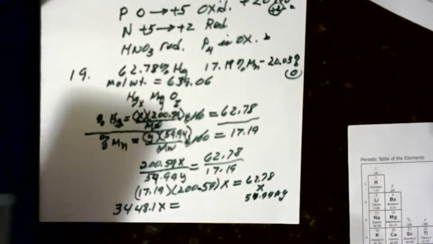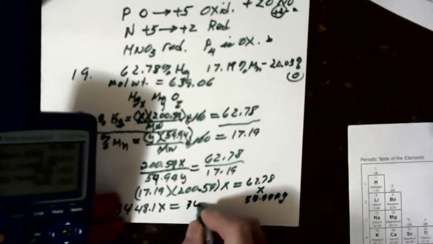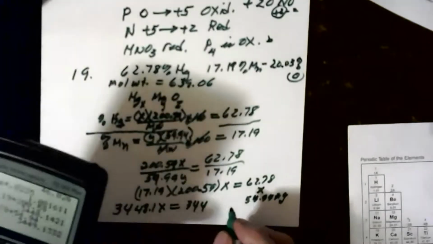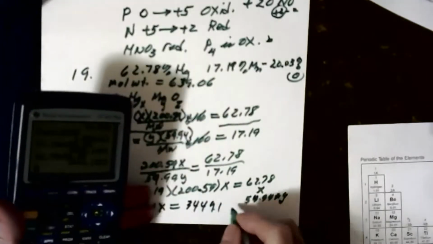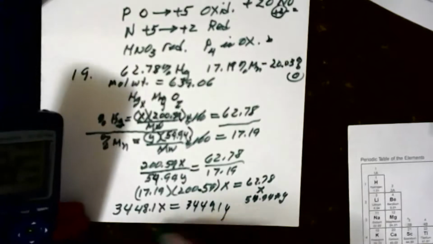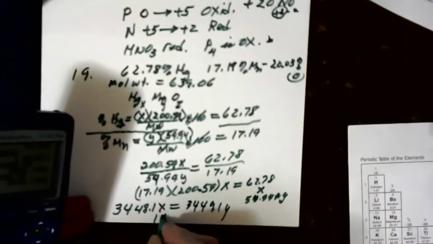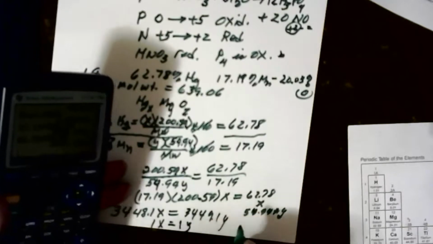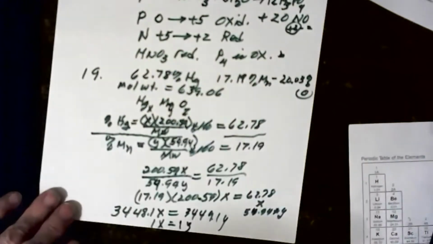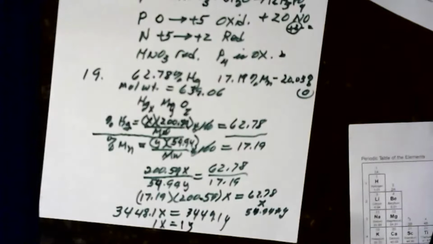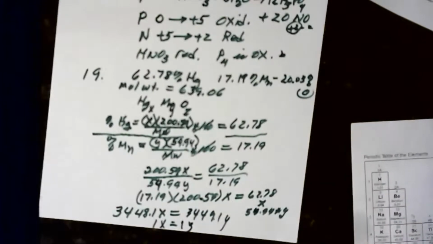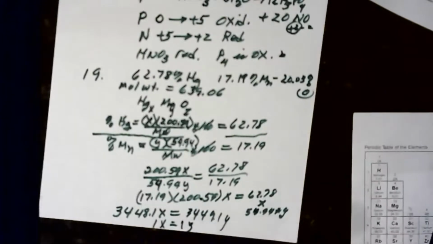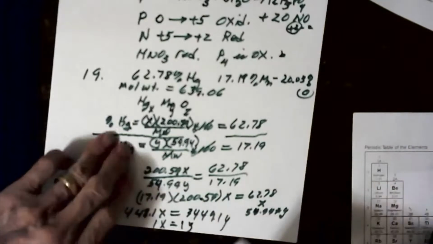And that's going to be 3,449.1 y. If you divide that out, essentially you got 1x equals 1y to the nearest whole number. So that means x is 1 and y is also 1. I'll get another piece of paper here. We can continue this one.